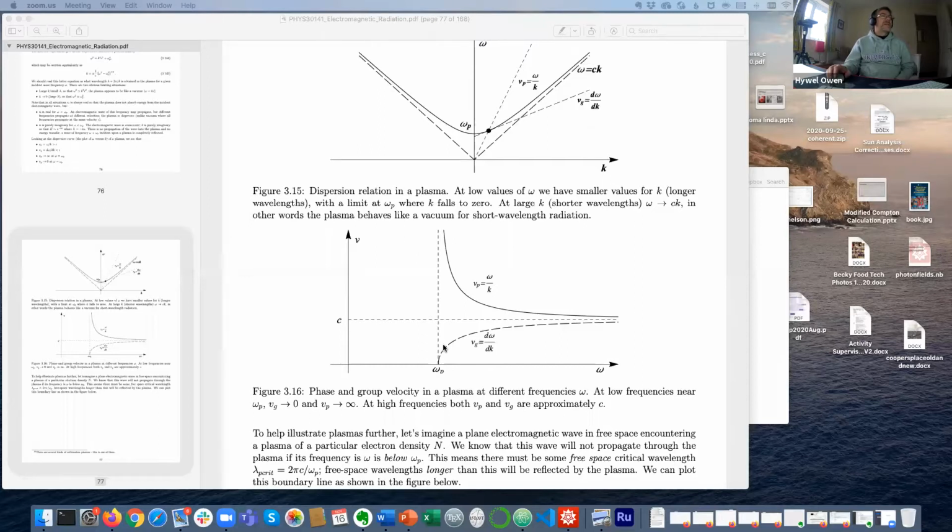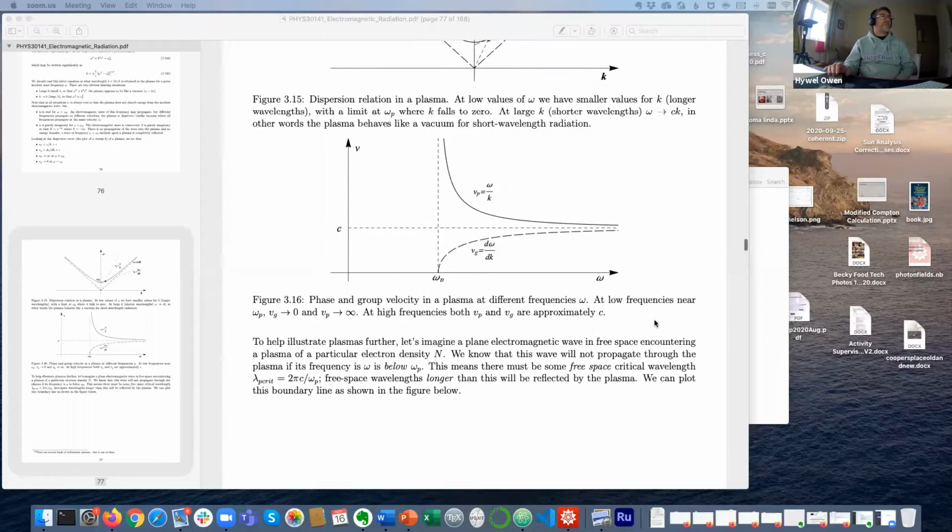Starts to oscillate together, which is why the phase velocity goes up to infinity, and because of that, there can be no transmission of information from one end of the plasma to the other. So that's what this graph is trying to convey as an interpretation.